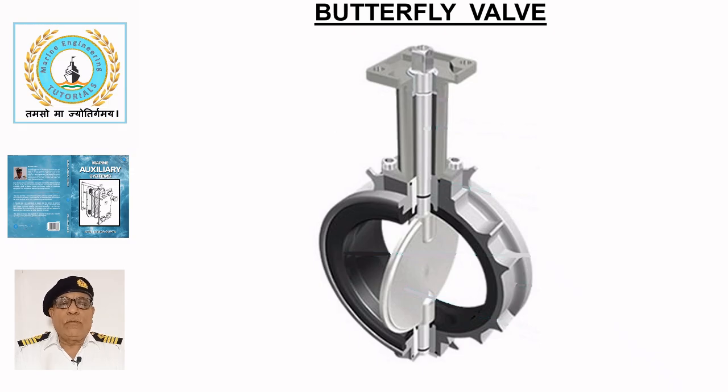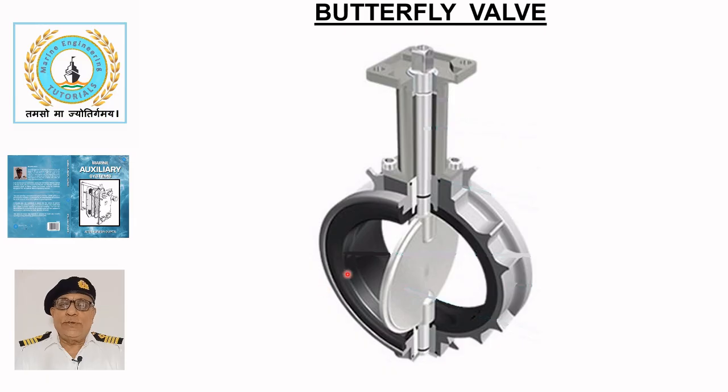Butterfly valve. A butterfly valve is a type of flow control valve used in a ship's pipeline to start, stop, or regulate the flow of liquids such as seawater, fuel, ballast water, and fresh water. It is called a butterfly valve because its disc rotates like a butterfly's wing, turning 90 degrees from the fully open to fully closed, and vice versa.